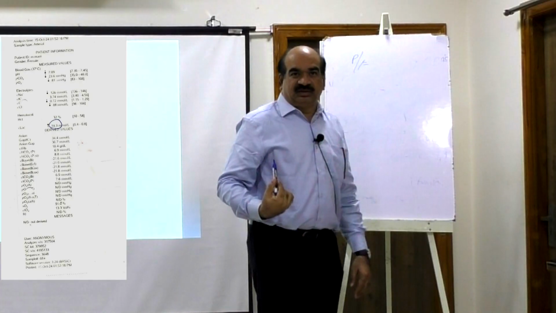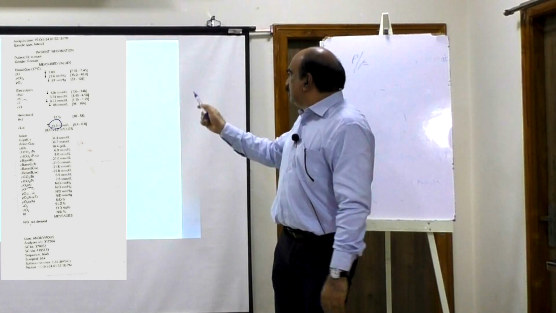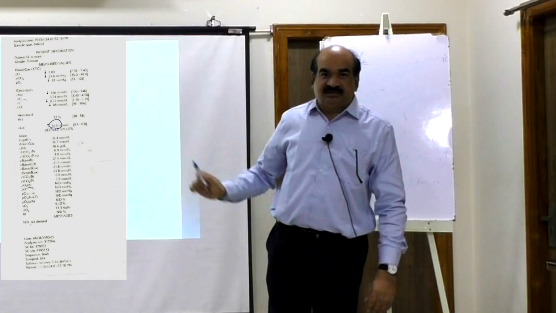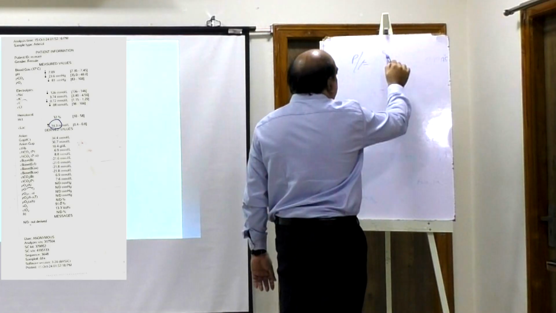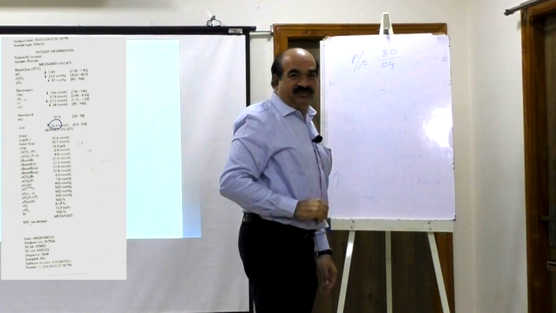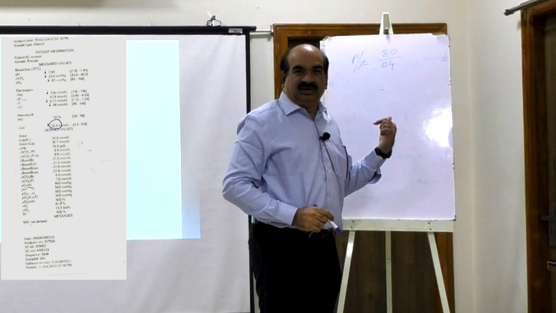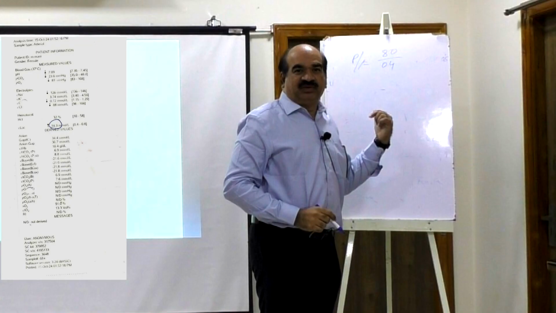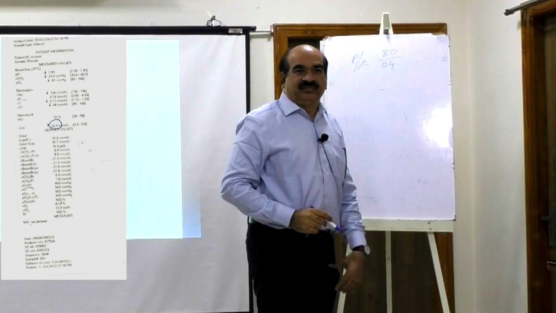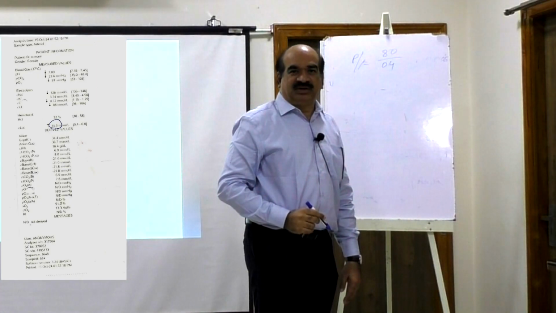PaO2 is 80. Okay. PaO2 is 80. FiO2, we take it as 0.4. 80 by 0.4, how much? So the PF ratio, what happened to the PF ratio? 200.